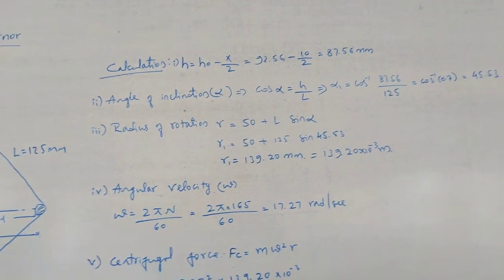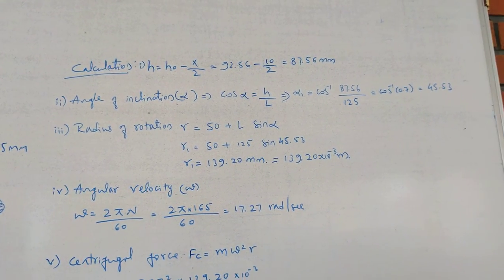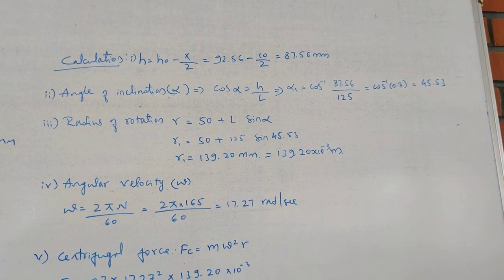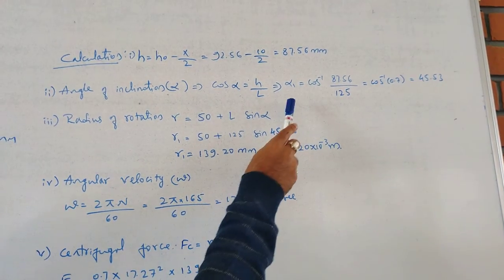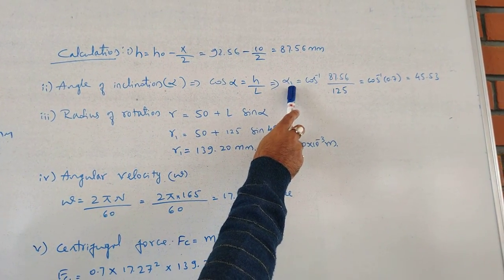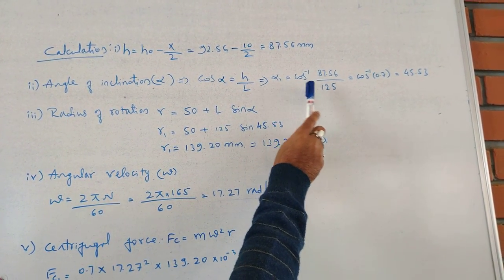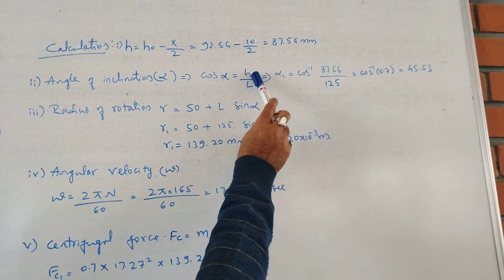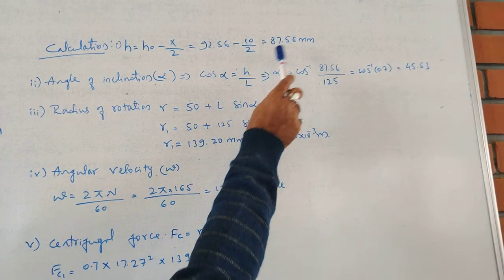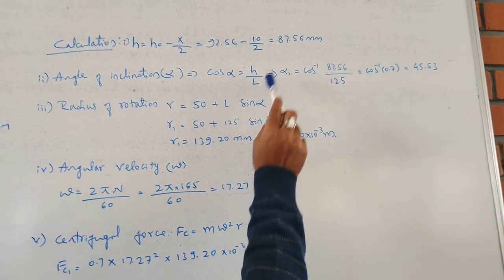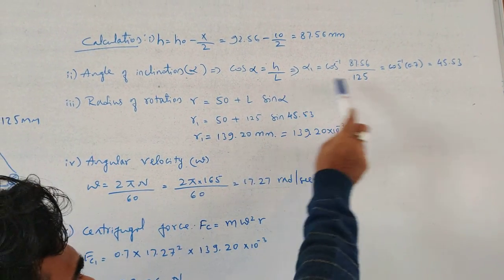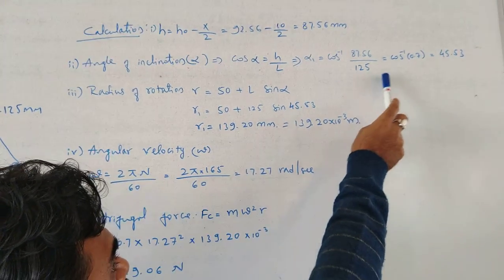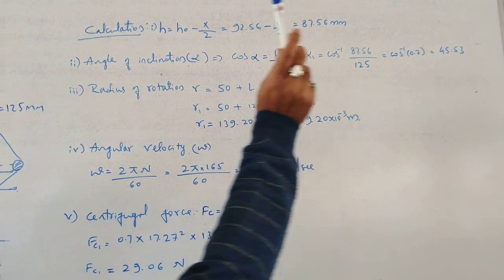Next we have the angle of inclination alpha. For that we have cos alpha is equal to h by L, where 1 indicates the first reading. So alpha 1 is equal to cos inverse of h by L. H is the height of the governor, 87.56 mm, and L is the length of each link, 125 mm. So we get alpha 1 as 45.56.